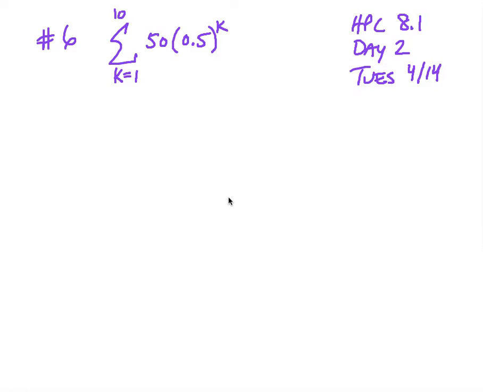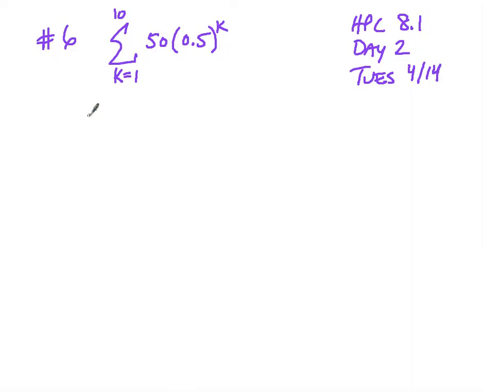Hi guys, I wanted to go over 3 of the frequently missed questions from Tuesday's Google form. It was the 8.1 day 2 Google form from Tuesday the 14th. So the problems that I'm going to go over are number 6, 9, and 10. Those were the most frequently missed ones.